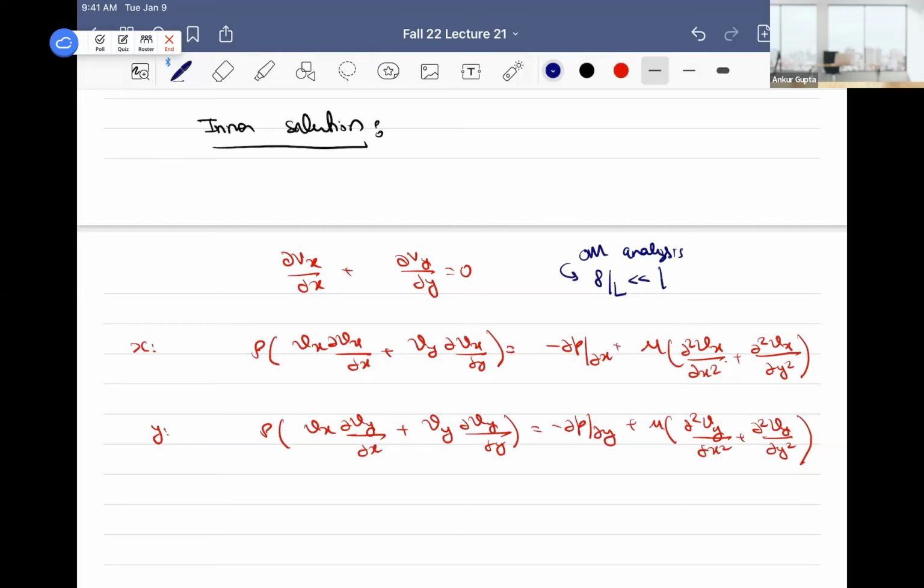Okay, so let's start again at 12:46. Let's take a 5-minute break and then we'll resume and start to do order of magnitude analysis.